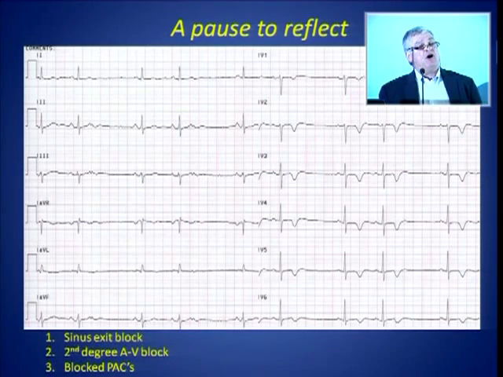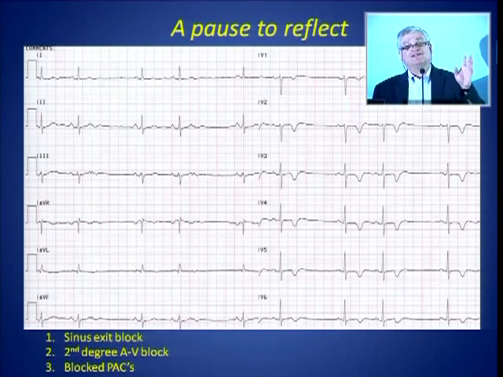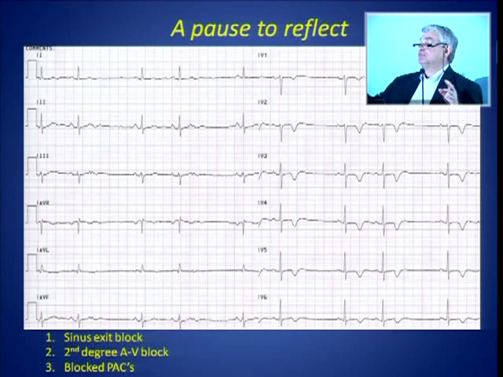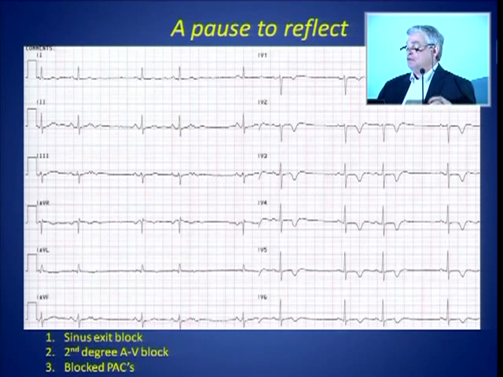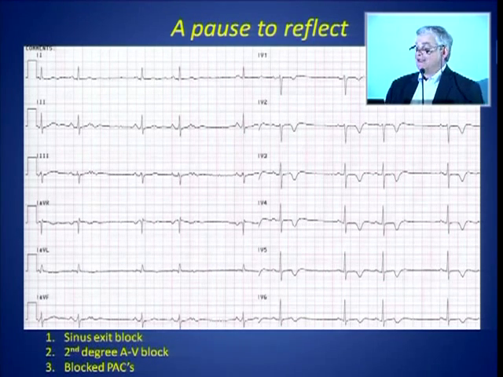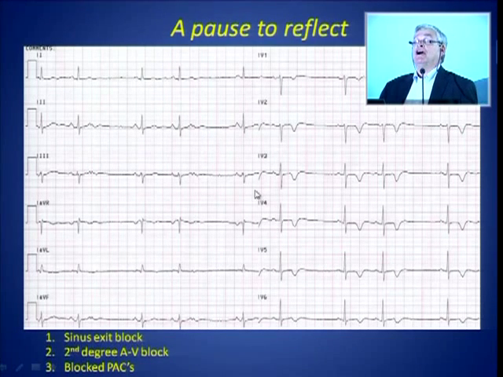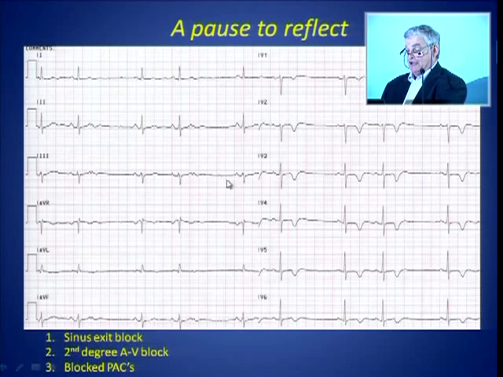When you see a pause, you have to ask yourself, what's the cause of a pause? Is there a block? Is there sinus node dysfunction? So once again, what do we look for? What's the commonest cause of a pause? Well, where can a P wave hide? Can't hide from us anymore, can it? We're too good at it now.